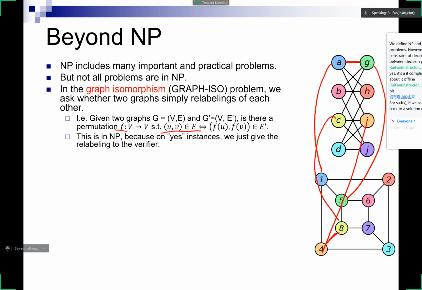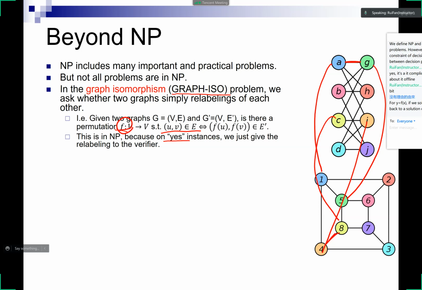So the graph isomorphism problem: the yes instances are all pairs of graphs which are isomorphic to each other, and the no instances are all pairs of graphs which are not isomorphic to each other. Now you can show that this problem is in NP, because in order to show that you have a yes instance, you just need to provide this mapping. And this mapping is pretty simple, you can express it in polynomial time.